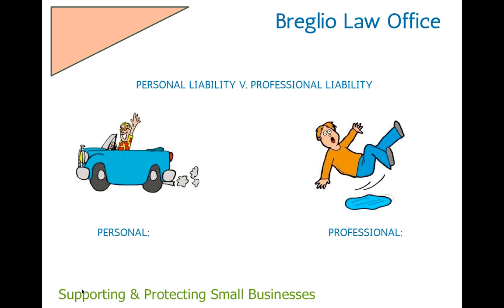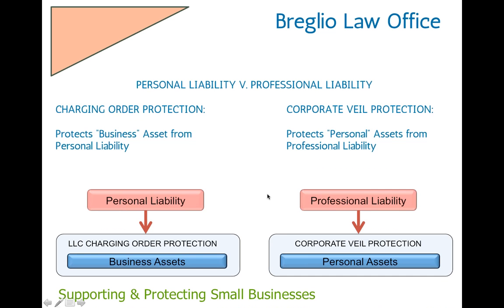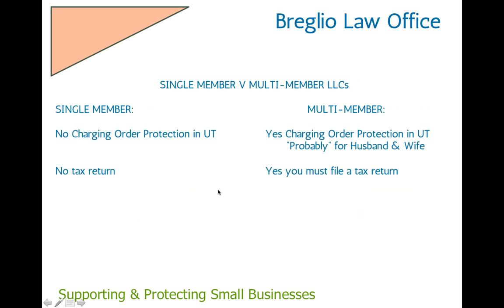There is the slide on personal versus professional liability. So you can see personal in the little car getting into a car accident, and professional is the slip and fall. Here is the LLC charging order and the corporate veil protection. So again, this charging order protection protects your business assets from personal liability, and the corporate veil protection protects your personal assets from professional liability. And now we are back up to the single member versus multi-member LLCs.